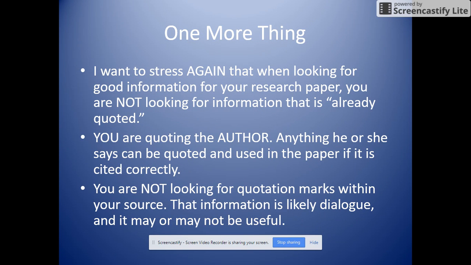Okay, one final thing. When you're looking for this information, you're not trying to look for things that are already quoted or in quotation marks, okay? You are quoting the author, okay? So when I say quotes, I mean you are quoting the author. Anything he or she says can be quoted and used in the paper if it's cited correctly. You are not looking for quotation marks within your source. That information is likely dialogue. It could be useful, but it may not be. And typically you have to write about dialogue differently in your paper than you would just a direct quote.